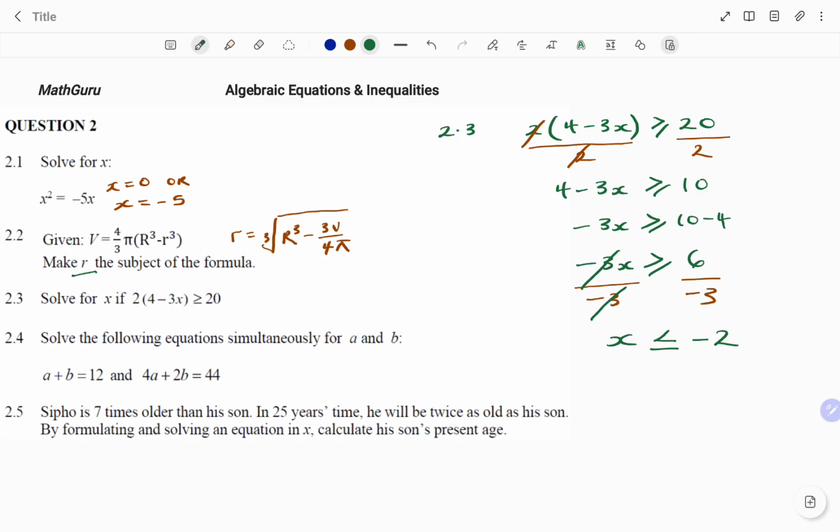The next step, so I have x is less than or equal to negative 2.